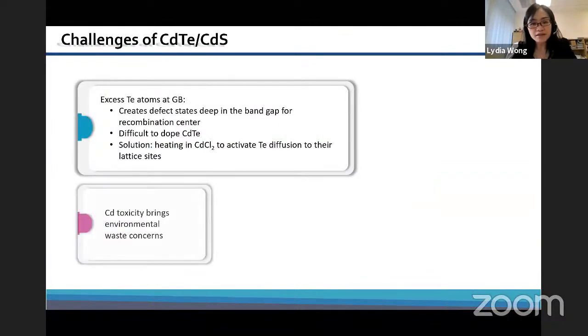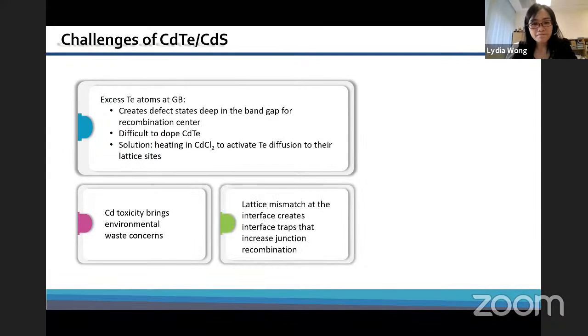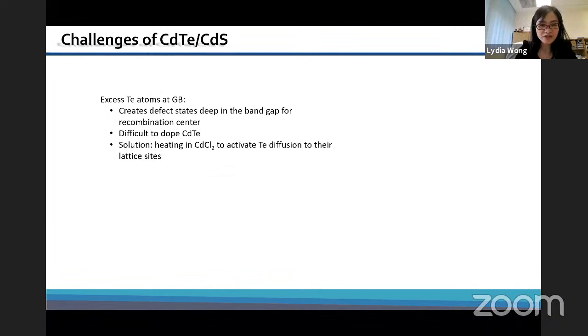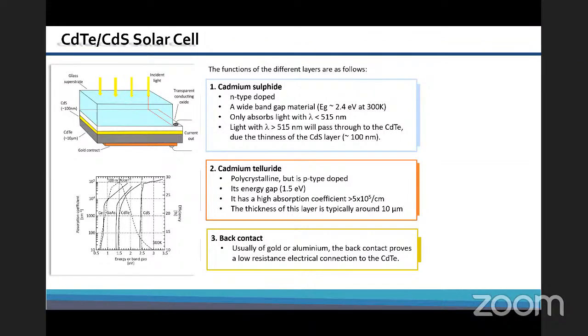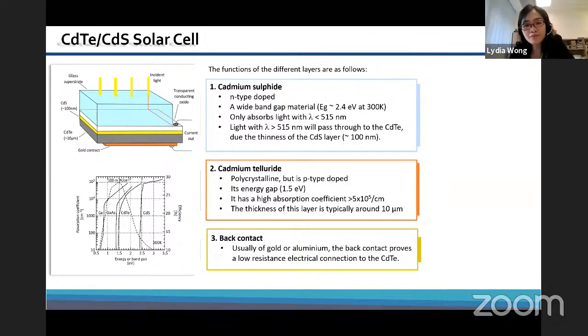The problem with this is, okay, these are all too detailed. Let me just show you this slide. The main problem with this, if you look at the materials we use to make cadmium telluride and cadmium sulfide solar cells, what is the main concern for this material? Can you guess? Is it toxicity, Miss? Toxicity. Which material is toxic? Which element is toxic?